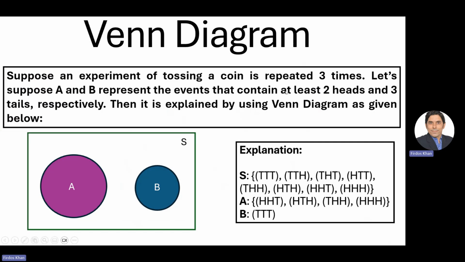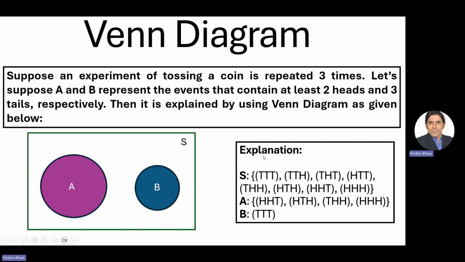And then you can see event B. What is event B? Event B is that there can be three tails. Just look at S, the sample space, and there is only one outcome that can have three tails. So this is three tails, and that is event B. So this is the sample space, which has all the potential outputs of this experiment. Event A has at least two heads, so it contains these four outcomes from the sample space, and B is the event which has three tails, so it has only this one outcome.